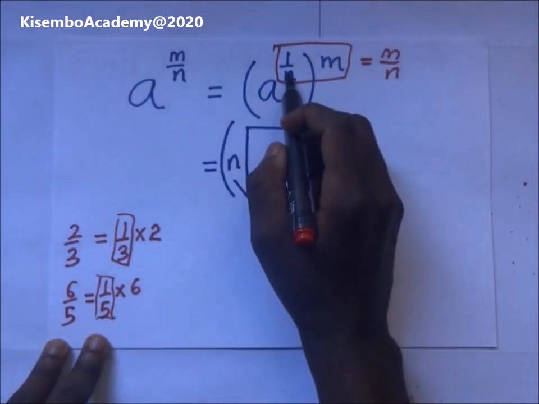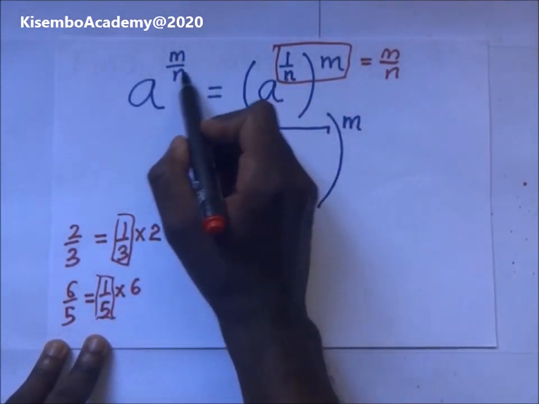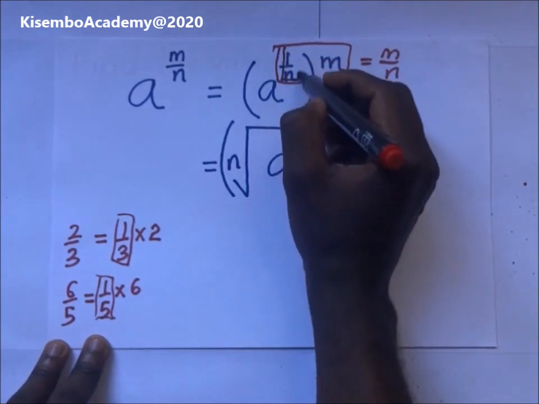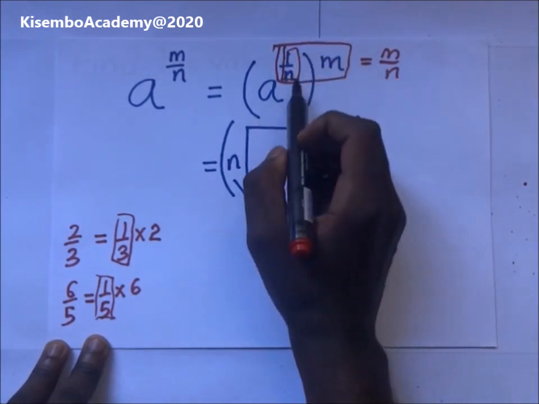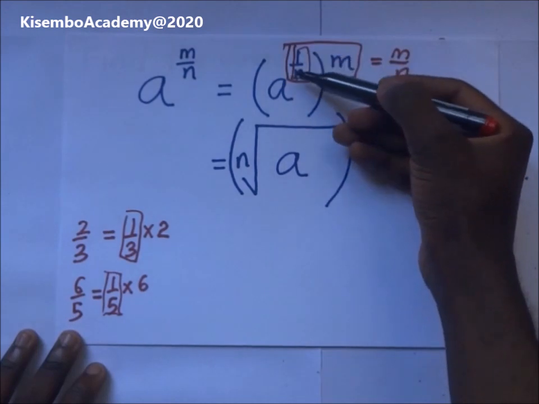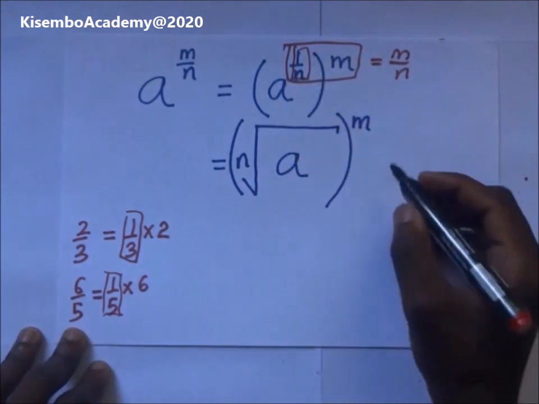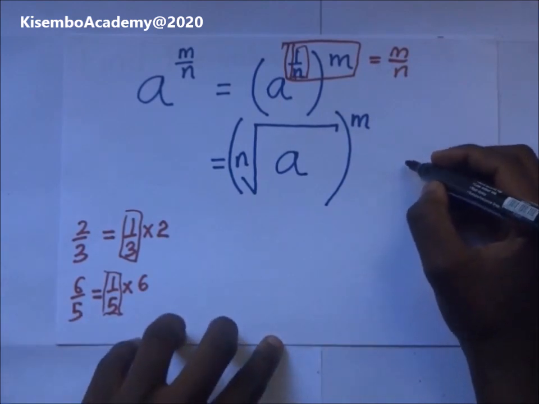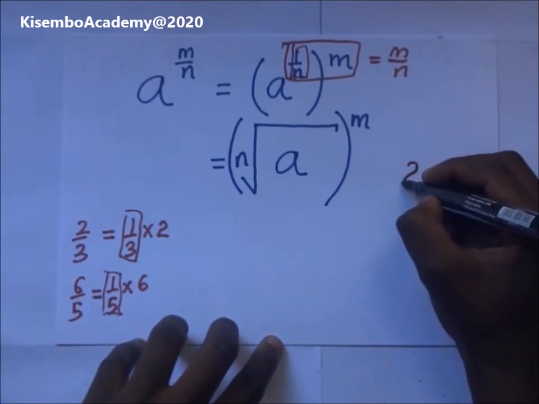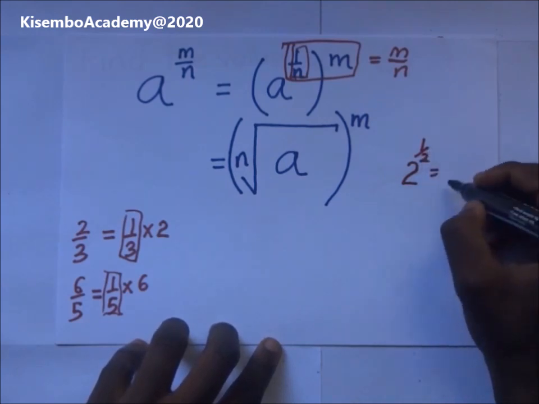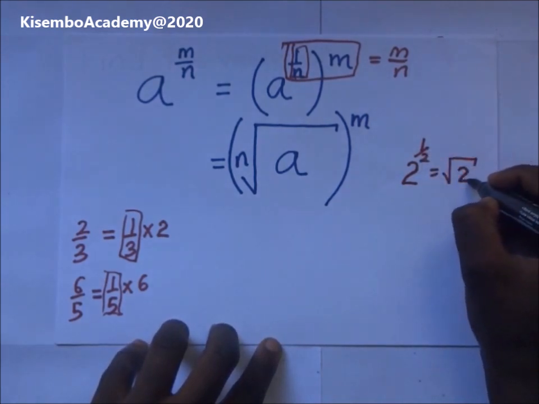And that's what we are doing here. That m over n is the same as 1 over n times m. We are interested in this fraction that is having the 1. Because any number to the power 1 over n is equivalent to the n-th root of that number. For example, 2 to the power a half is the same as the square root of 2.